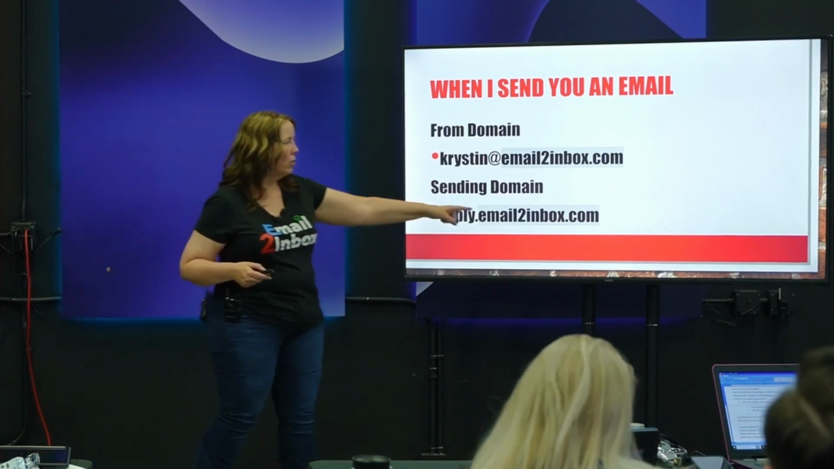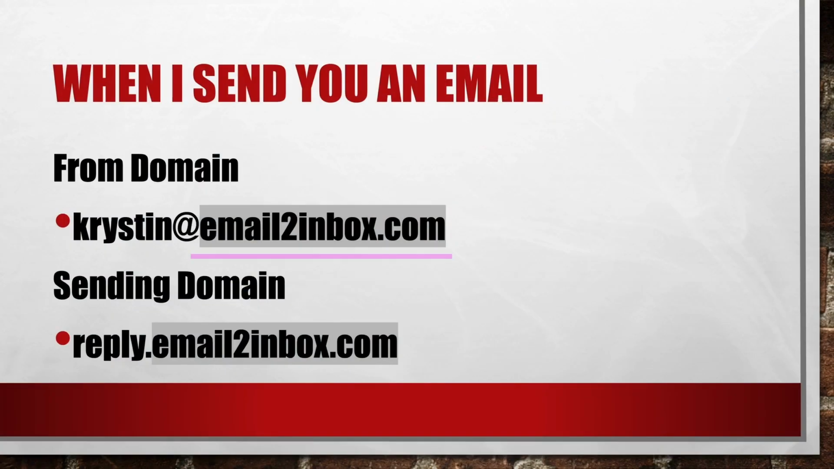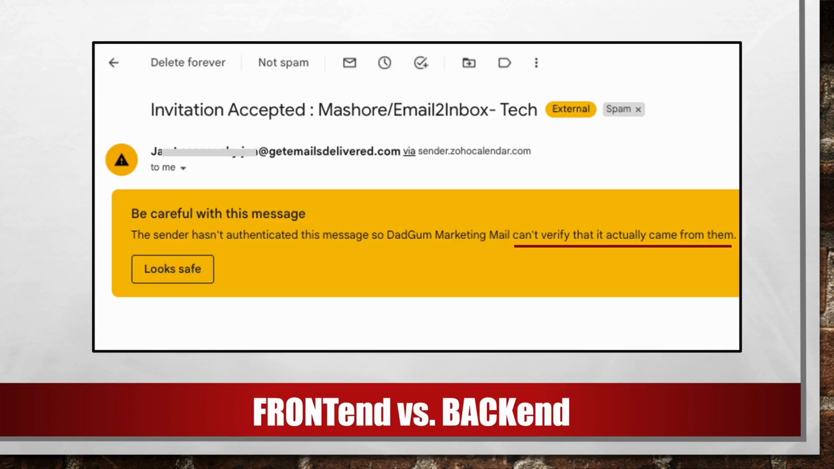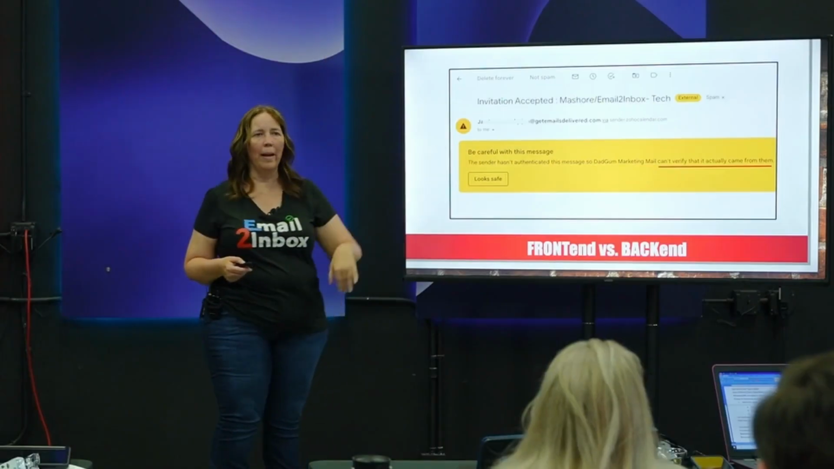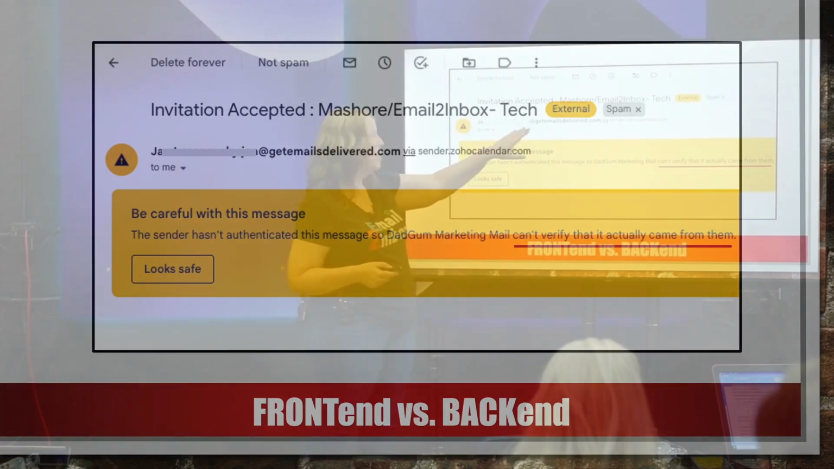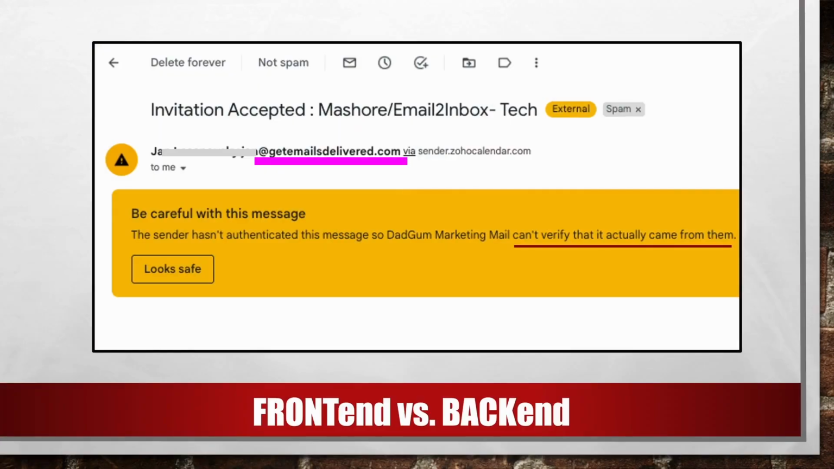Notice that these two domains are the same. On the front and the back, I have what's called a domain match. This is also an important concept because with most email, that's not the case. So if you see this person, I sent them a calendar invite and they accepted it, and their calendar, which was Zoho calendar, sent this back to me. Well, funny enough, it was from somebody at getsemailsdelivered.com. I thought that was pretty funny.